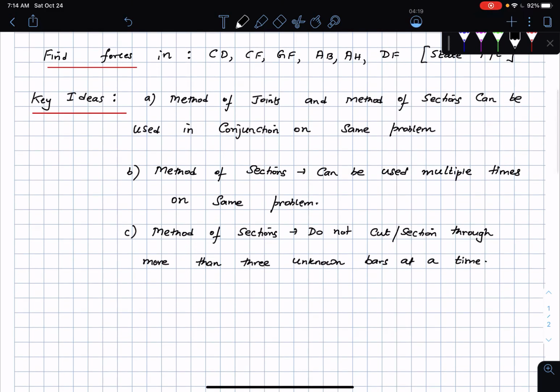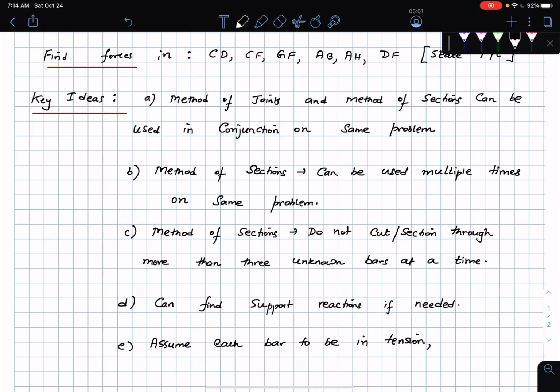Okay, and a couple more points. We should always be in a position to find support reactions. Okay, so can find support reactions if needed. More or less, most of the times, 90% of the times, if you're solving a problem using method of sections, chances are you need to find a support reaction. Okay, and then my last point is always assume each bar to be in tension to begin with. Okay, so this is what we need to do, and these are the important points that I typically follow whenever I solve a problem on method of sections and joints together.